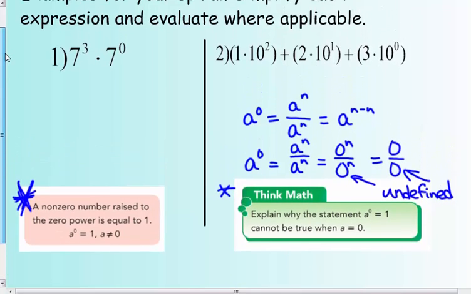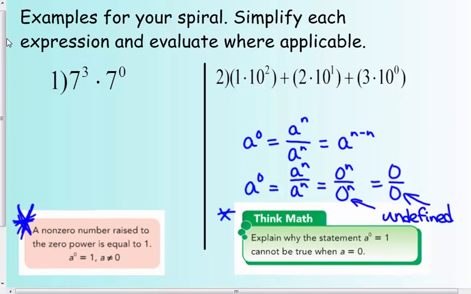So let's go back to our expression simplification here. We have several examples. I think I have 7 of them for you that we're going to copy into our spiral. I'm going to do some of them with you, and you're going to do some on your own. So simplify each expression and evaluate where applicable.